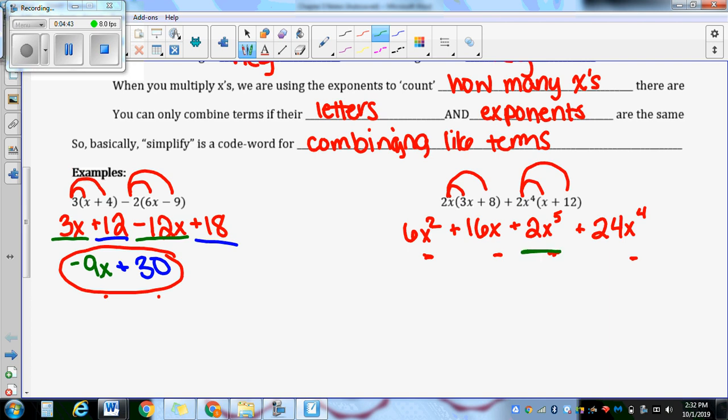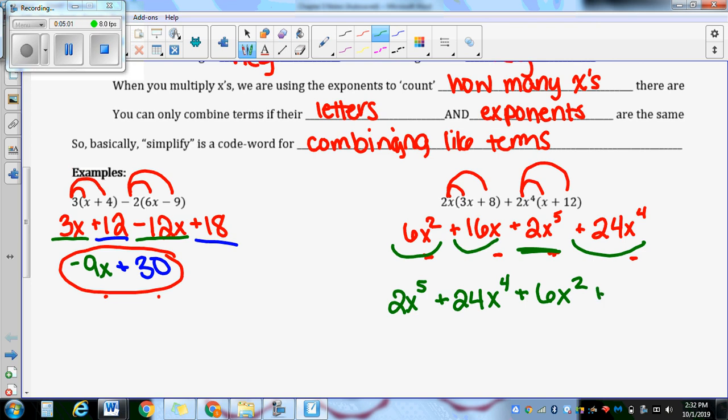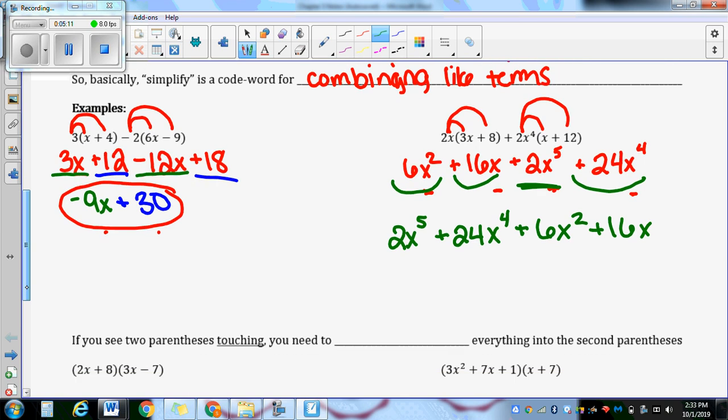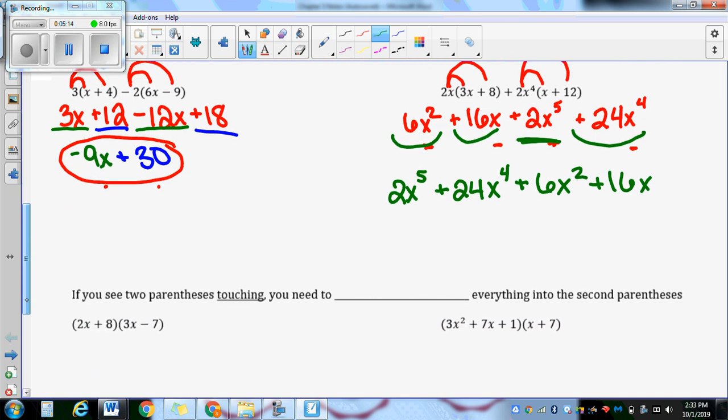So the biggest exponent is this 2x to the fifth, a positive 2x to the fifth. And then I've got a positive 24x to the fourth. And then I've got a positive 6x squared, and then I've got a positive 16x. So that's from 5 x's, 4 x's, 2 x's, 1 x. It always goes in order from the most number of x's to the least. So that's great. Those are fine and dandy.